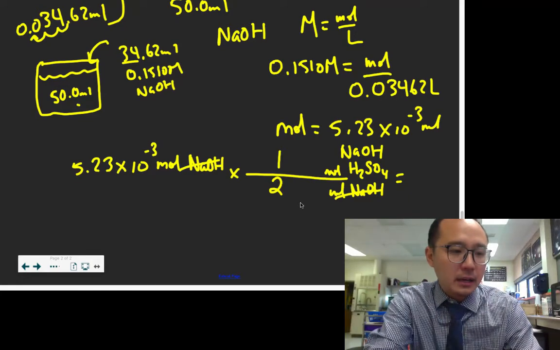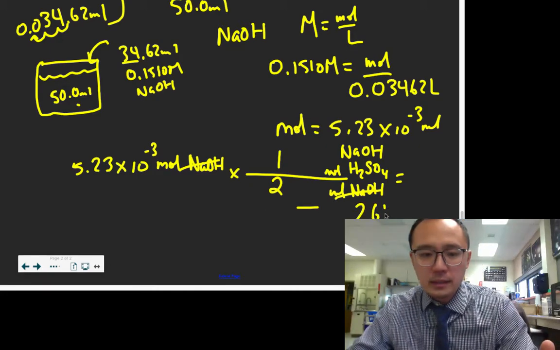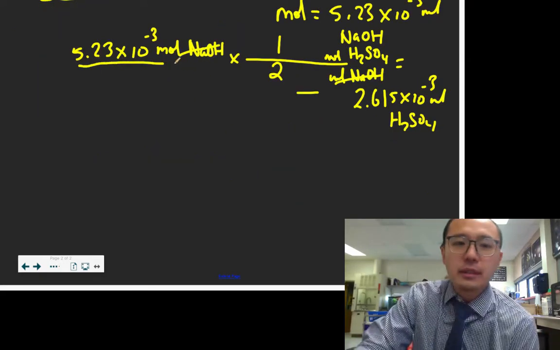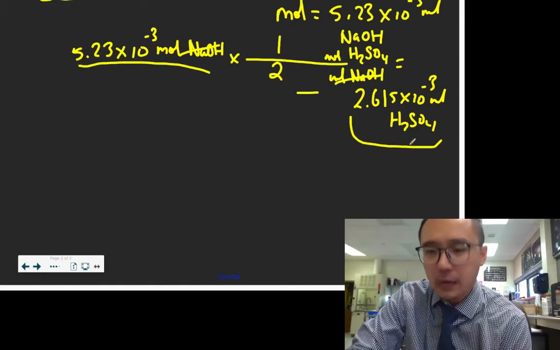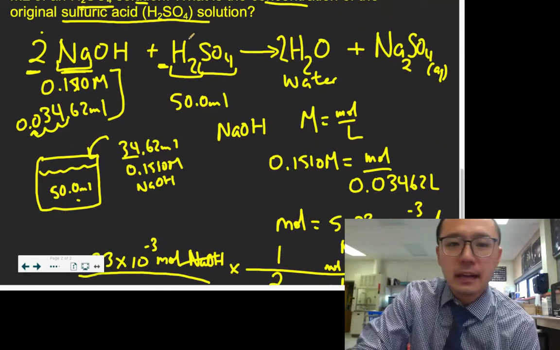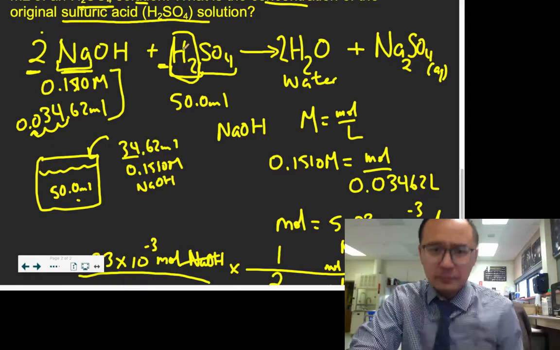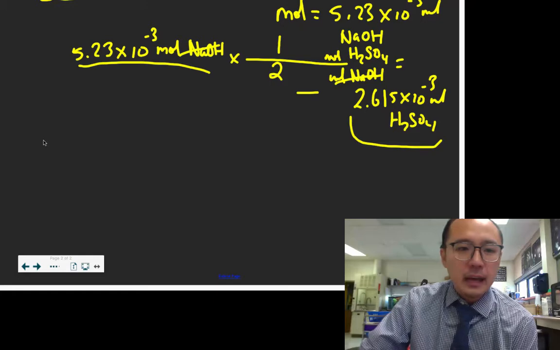Let me punch in my calculator. Divide by 2. My answer is 2.615 times 10 to the negative 3, and this is the moles of sulfuric acid. So what I just did was, if I use this amount of moles of NaOH, how much sulfuric acid is going to react and neutralize with it, and it's actually half as much, because sulfuric acid, when it dissociates, will release two H protons, which makes it a stronger acid, so you don't need as much. So let's use that number and calculate.